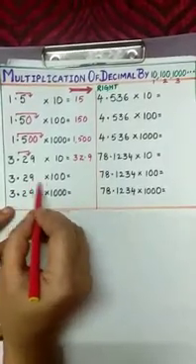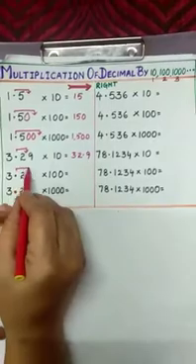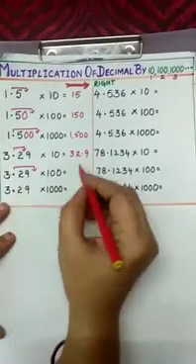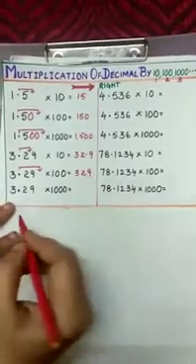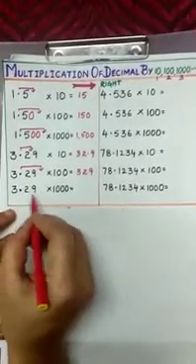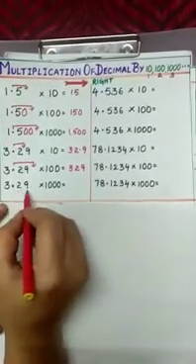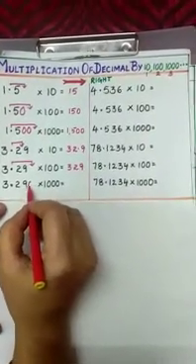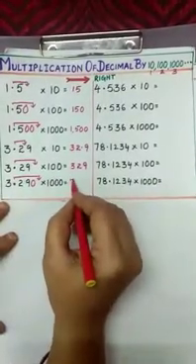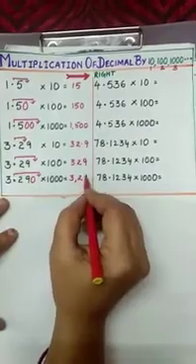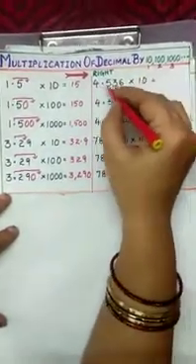Now 3.29 into 100. Now you have to shift the decimal after two places. So at the end of the number you get the decimal. So you write here 329. Now next, 3.29 into 1000. So you have to shift the decimal after three places. But we have only two places. So in the third place you insert 0. Then you move the decimal. Then we get 3290.